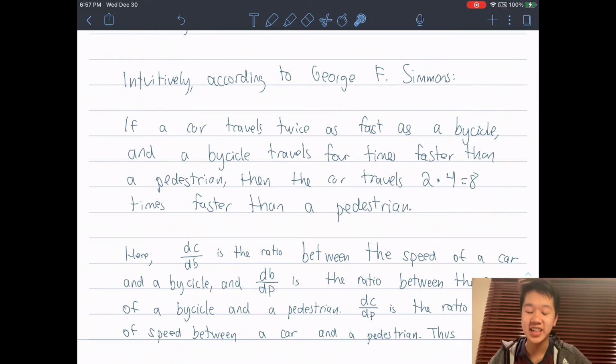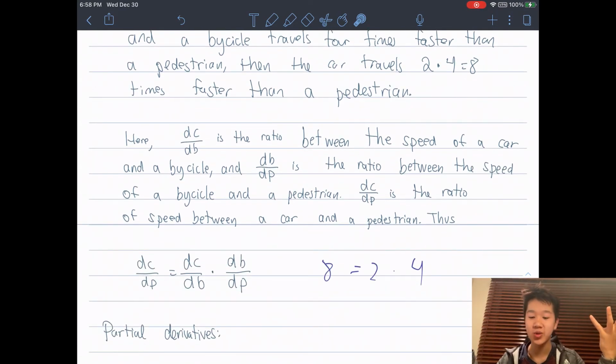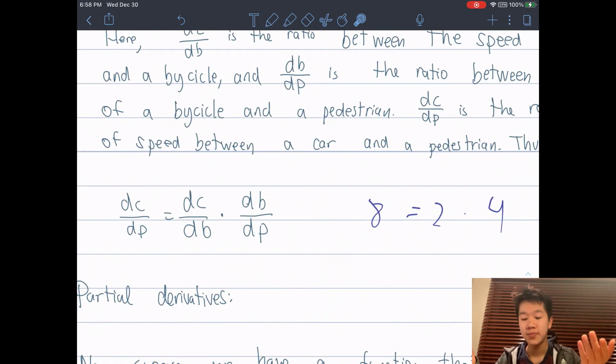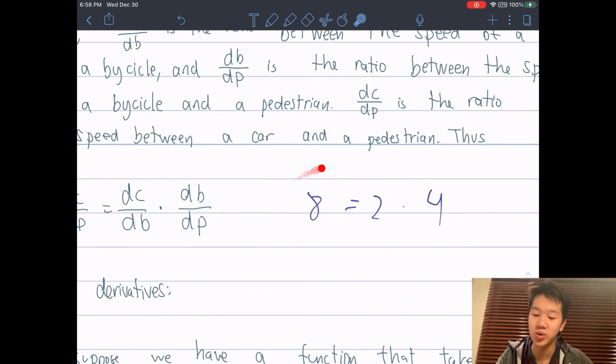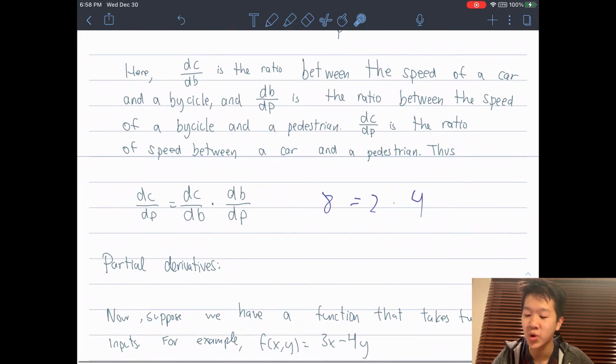Basically, we're going to say that dc over db is the ratio between the speed of a car and a bicycle, and db over dp is the ratio between the speed of a bicycle and a pedestrian. Now we want to calculate dc over dp, which is the ratio between a car and a pedestrian. Thus, dc over dp is actually just equal to dc over db times db over dp. So 8 is equal to 2 times 4. Quick maths. Nice.